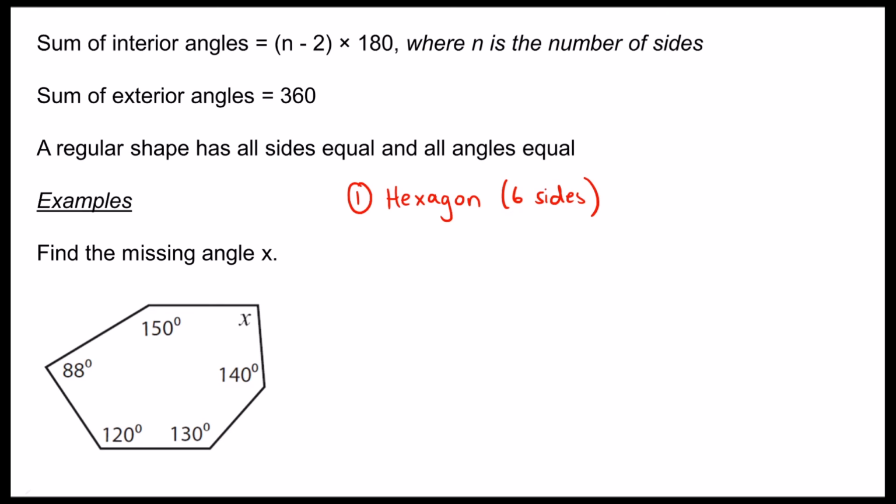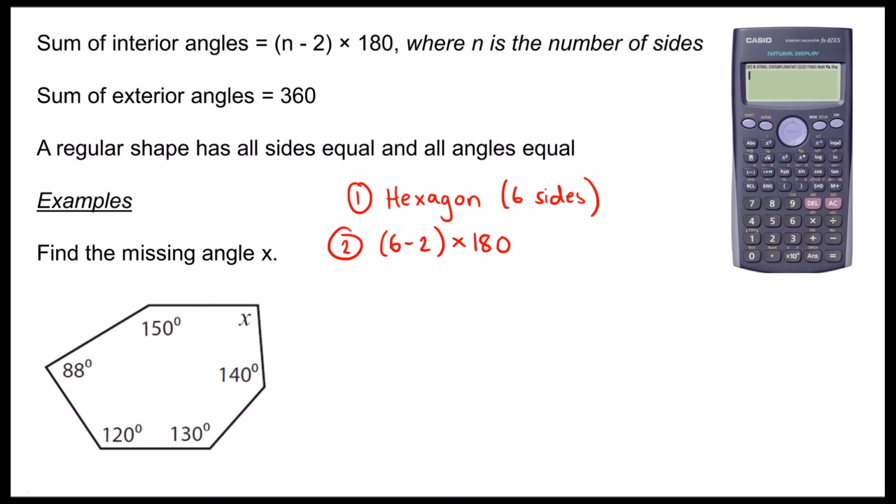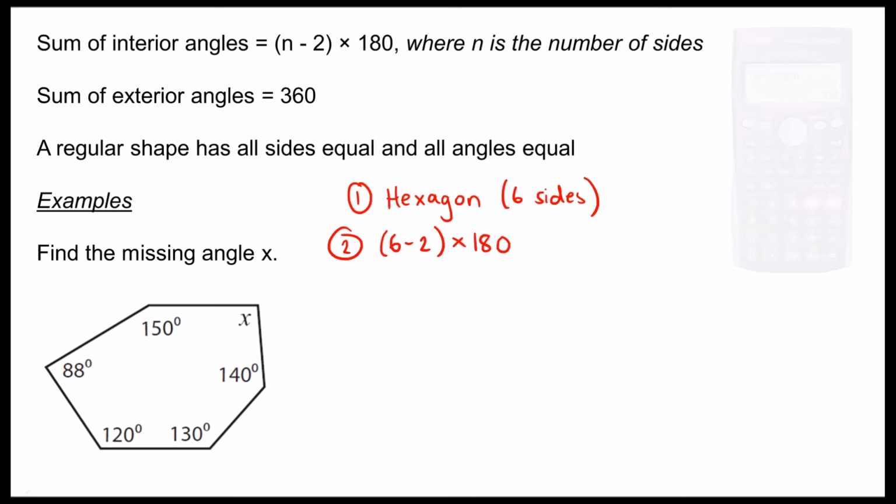Step 2 is to work out the sum of interior angles inside your shape. So therefore, because I have 6 sides, I know that n is going to be 6, and I can do 6 take away 2 times by 180 degrees. If I need to, I can use my calculator to work that out. So therefore, in brackets, I've got 6 minus 2. I then want to times it by 180. That gives me an answer of 720 degrees. So the sum of interior angles for this particular question should be 720 degrees.